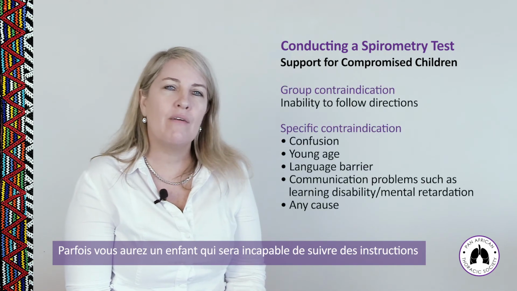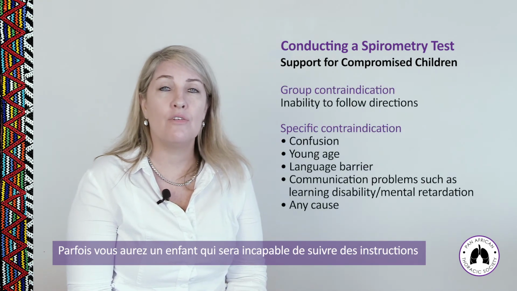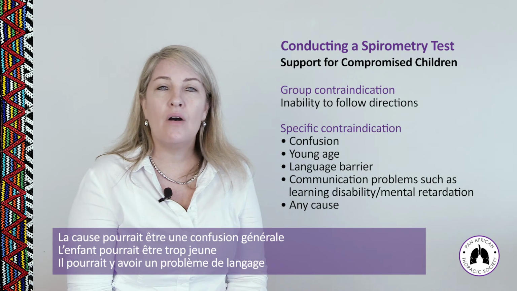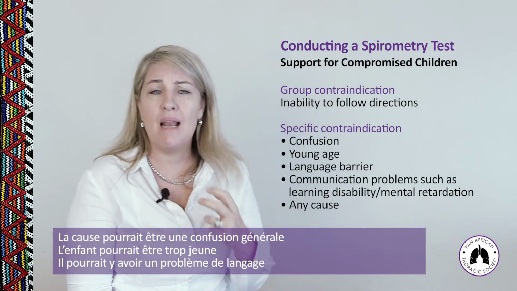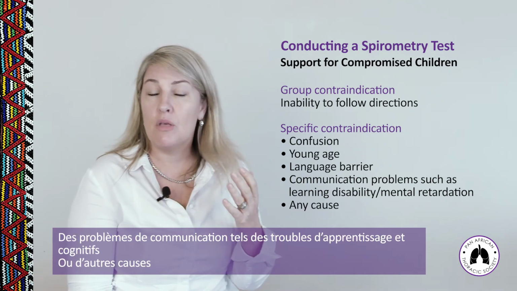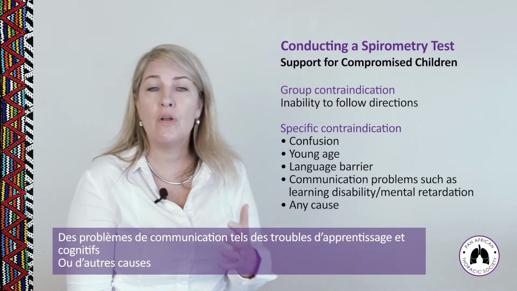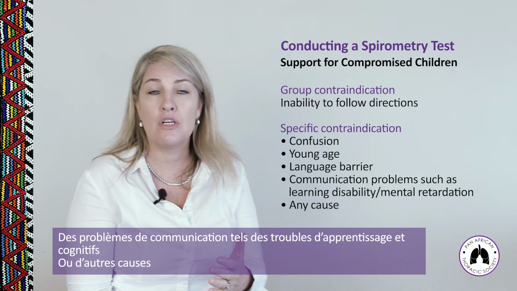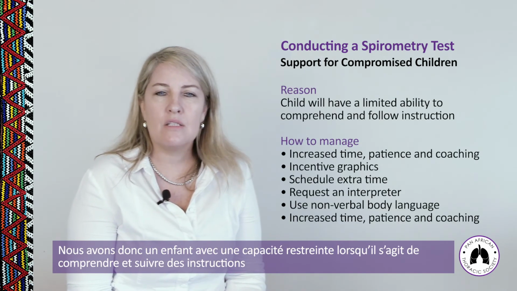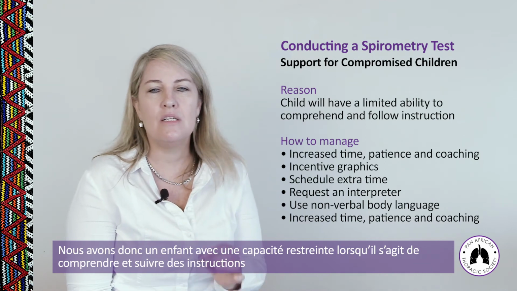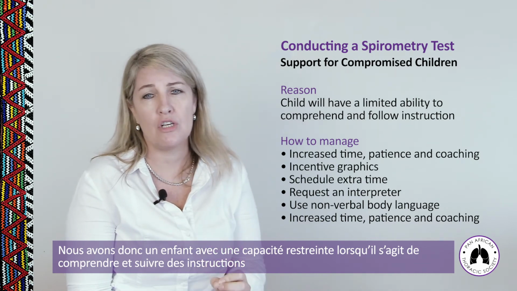So sometimes you'll have a child who has an inability to follow directions. Now, this could be because of confusion. The child might be too young. There might be language barriers. There might be communication problems, such as learning disability or mental retardation, or any other cause. So in this instance, the child will have a limited ability to comprehend and follow instruction.